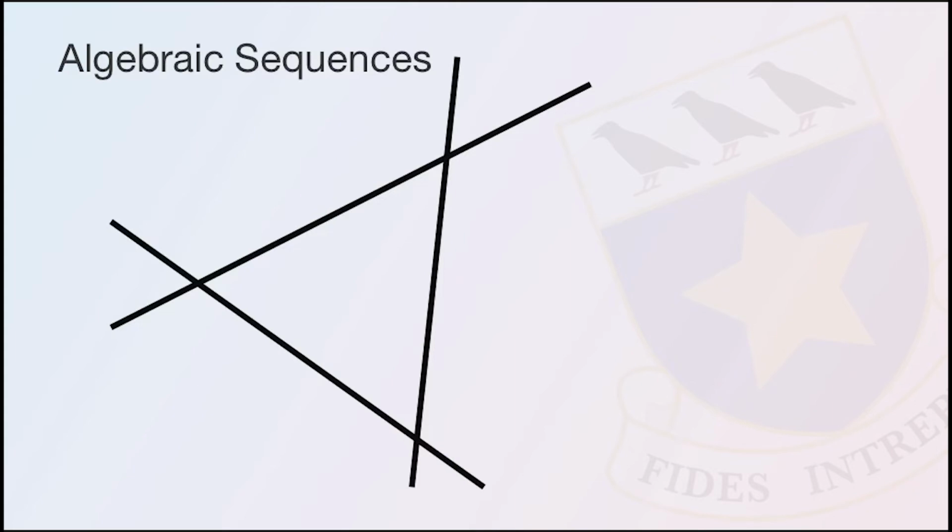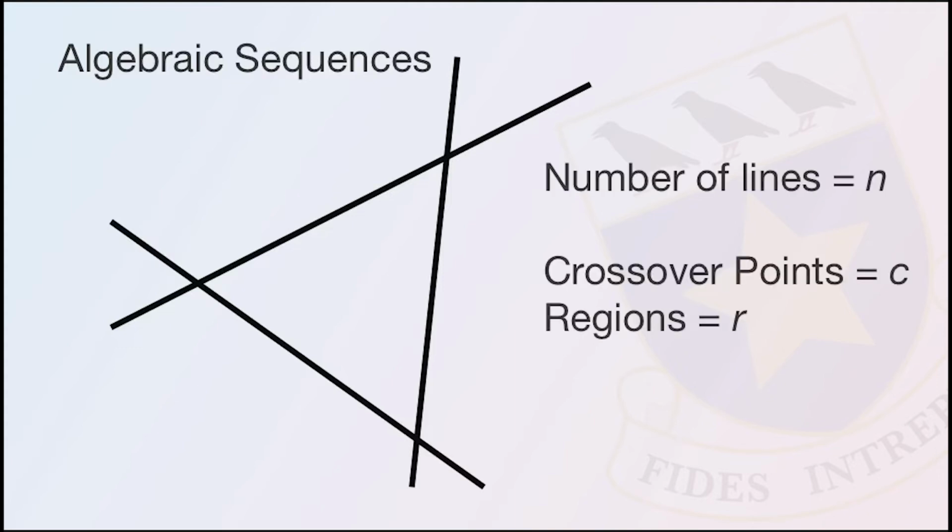So moving on, we're going to look at a slightly different sequence now, and we're going to be generating the sequence using 3 lines. So I've drawn 3 straight lines on this page. And what we're interested in is the number of lines. So in this case, we've got 3 lines. The number of crossover points. So that's the times that it crosses over. So here, here, and here. These are the crossover points, which again is 3. And the number of regions. So we've got 1, 2, 3, 4, 5, 6, 7. So we've got 7 total regions.